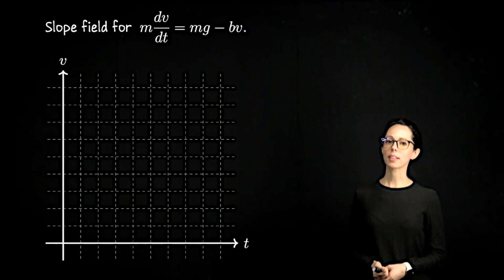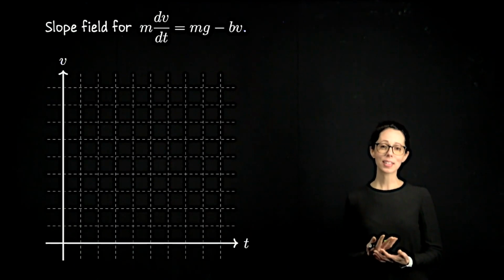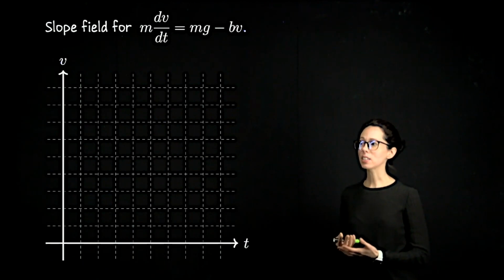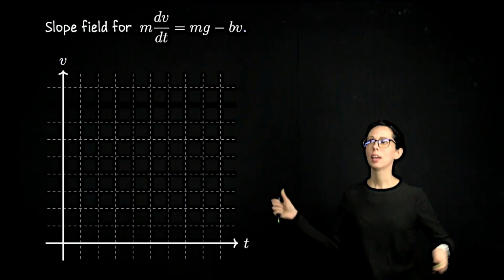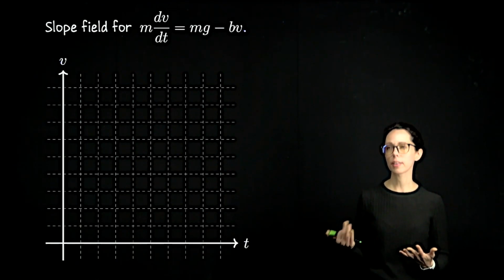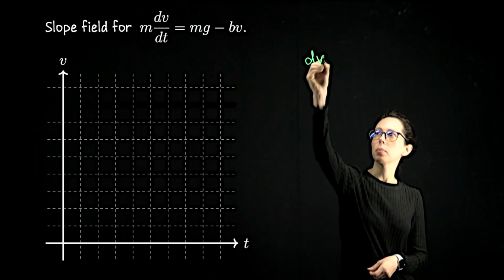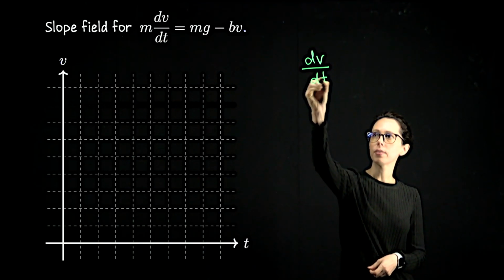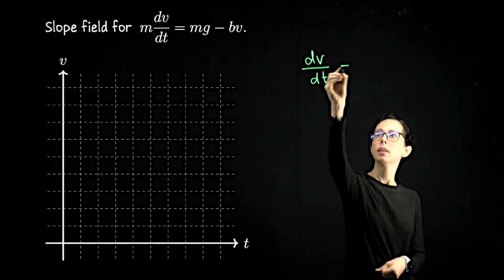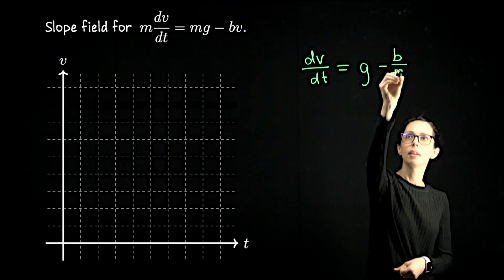Let's start our analysis of this differential equation by creating a slope field for it. This will give us a nice idea of the qualitative behavior for any solution to this differential equation. So what I'm going to do is divide out by the mass. The mass is greater than 0, so that's a safe thing to do. Our differential equation put in that form looks like dv/dt, the rate of change of velocity with respect to time, equals g minus b over m times v.